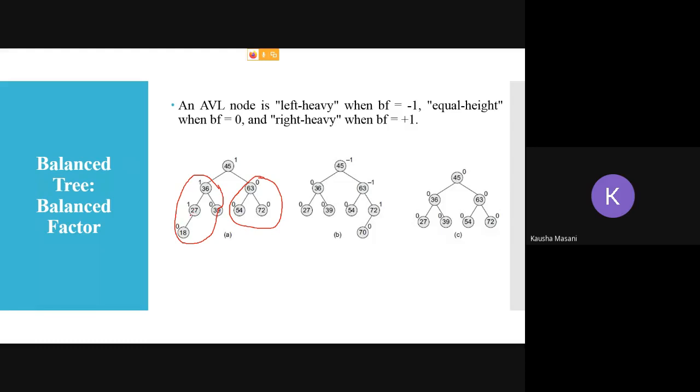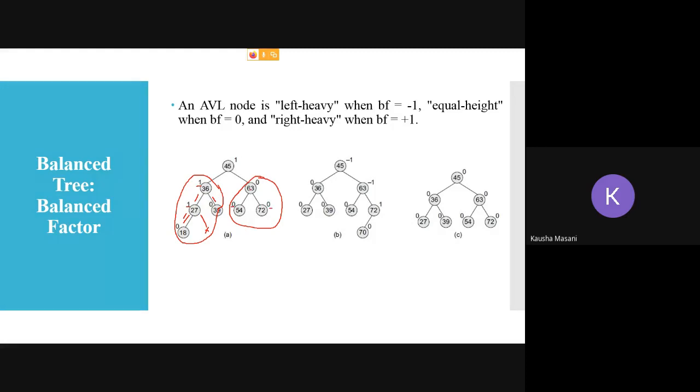Now 27, does it have a left child? Yes. So the height on the left side is 1. Does it have any right side? No, so that is 0. So 1 minus 0 is 1. Now again 36. What is the height on the left side? 1 and 2, right? So h of L is 2. What is the height on the right side? 1. So 2 minus 1 is 1. Similarly on the right side, do these two have any children? No. So the balance factor is 0, 0 for both.